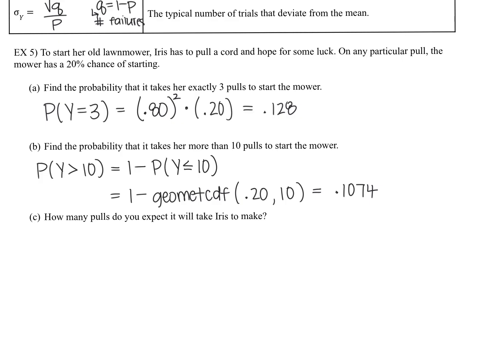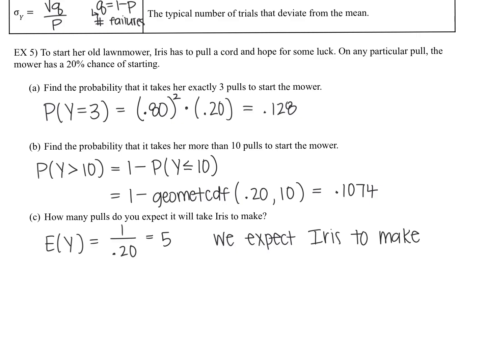And then the last one, how many pulls do you expect it will take Iris to make? So that's the mean. So my E of Y, which is just 1 over my probability, which is 0.20, which is 5. So if I were interpreting this, I would say we expect Iris to make 5 pulls before the mower starts.